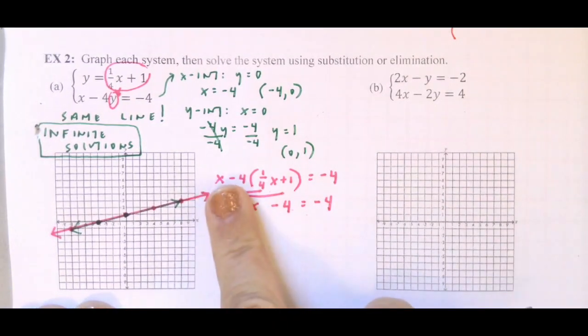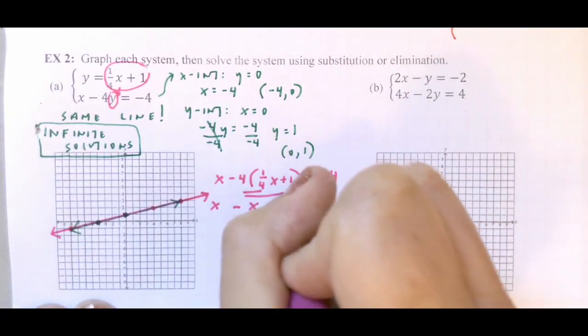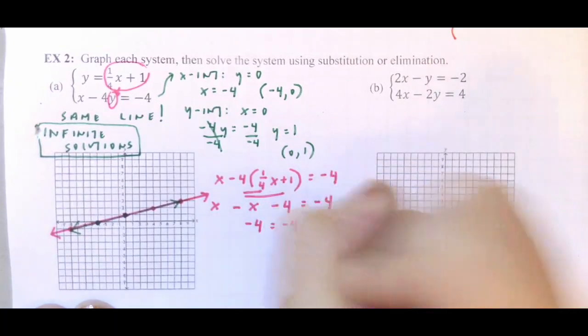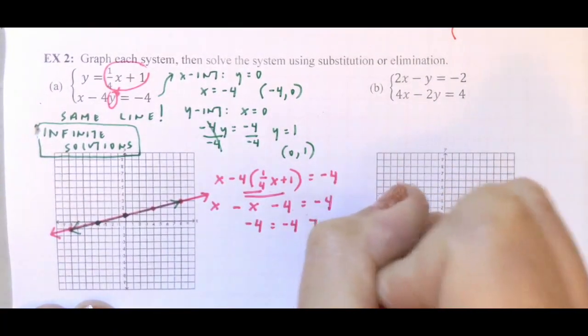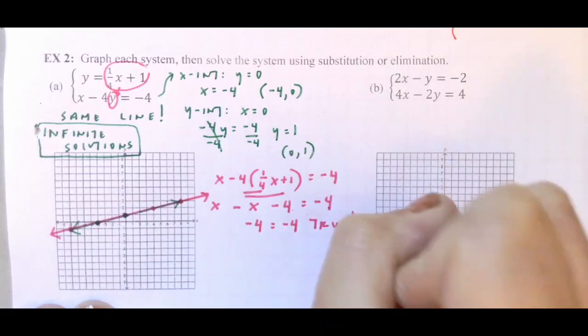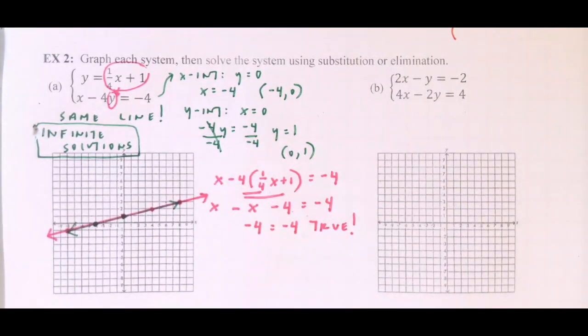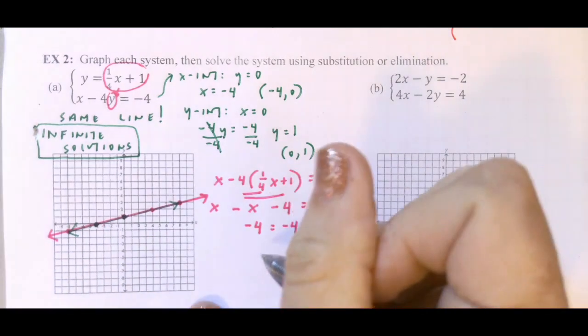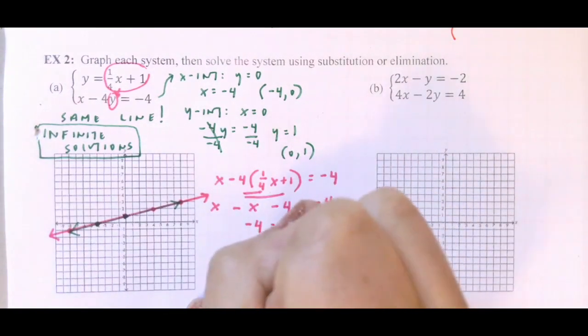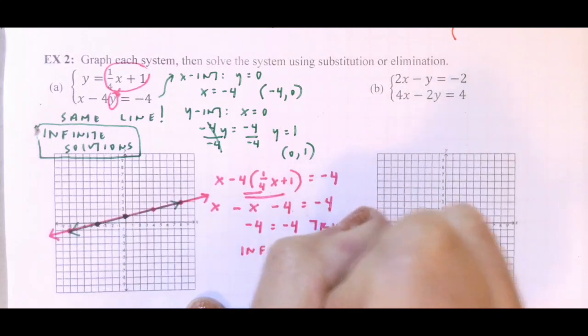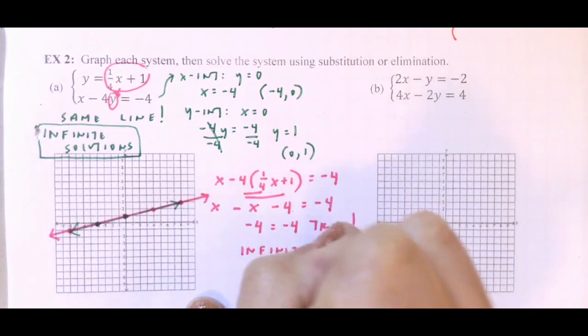x minus x zeroes out, so we're left with this -4 equals -4 equation, which is absolutely true. Negative 4 does equal negative 4, but I'm not solving for x or for y, right? The x's and the y's cleared out. So the fact that I'm seeing a true statement here signals to me another way, algebraically, that it is the same line, and we have infinite solutions.